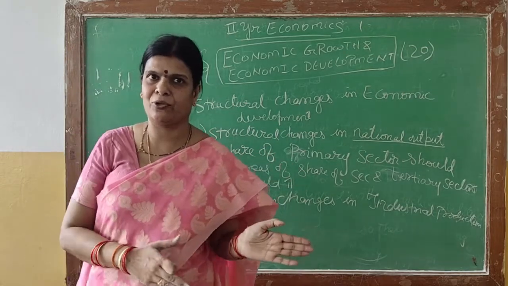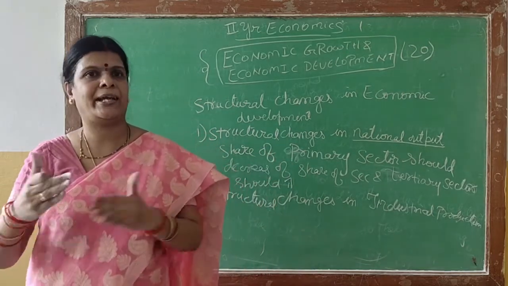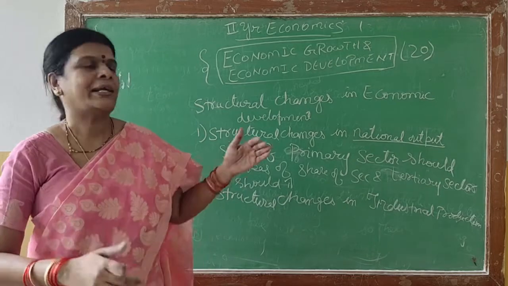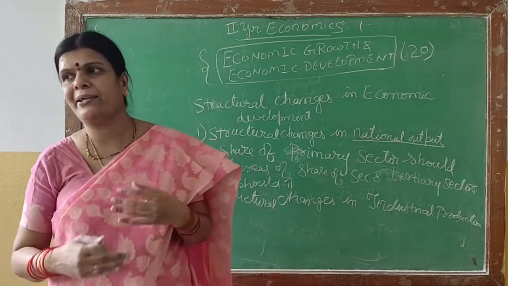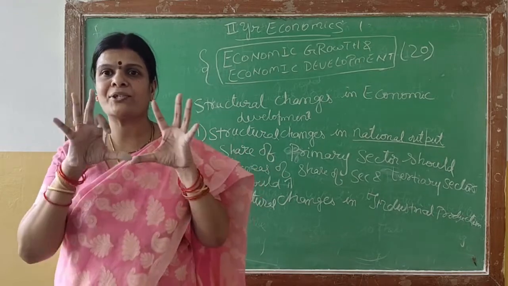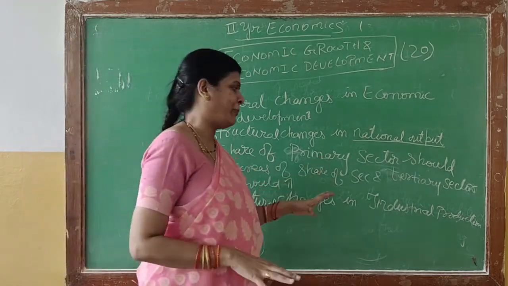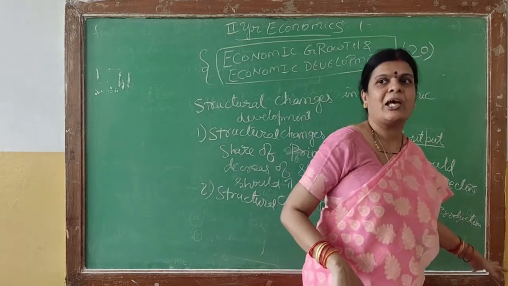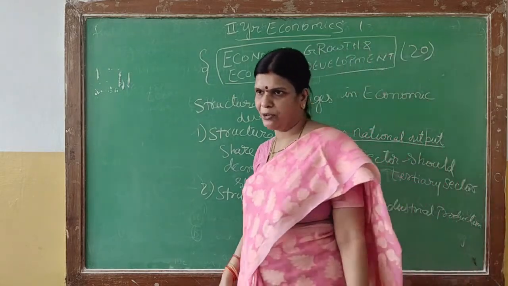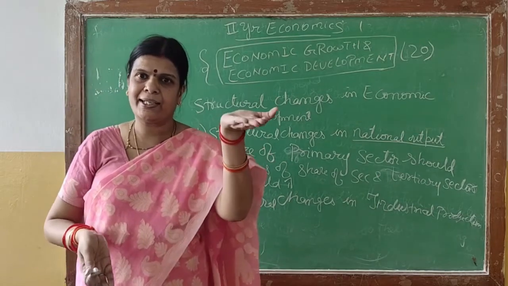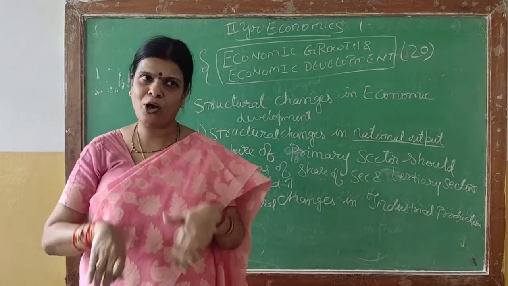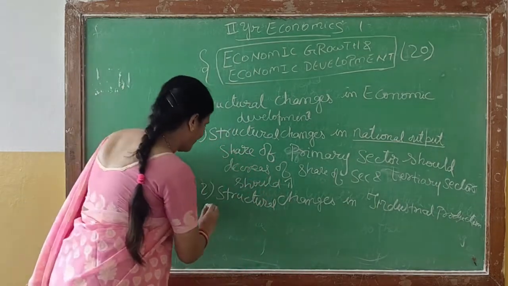You know what capital goods are? Capital goods are machinery and all that comes under capital goods. So there should be a change in total industrial production. More stress should be given to producing capital goods rather than consumer goods. When capital goods increase, what does it mean? Technology increases, and we will get more output from the economy.